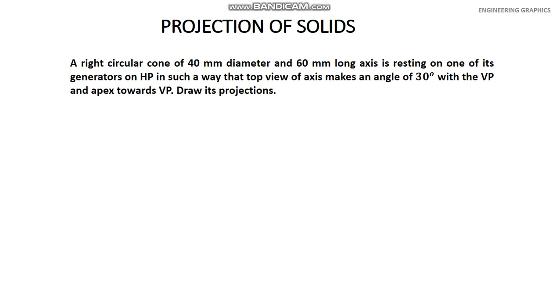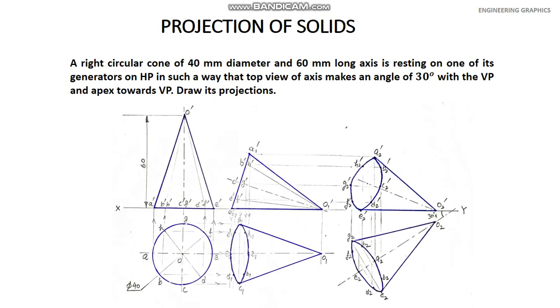In the first step, you should make the true shape of the base. The true shape of the base of the circular cone is a circle. So you should assume the circular cone is resting on its base on HP so that you can draw the true shape of the base in the top view. So the solution is this. First of all, draw the true shape of the base on HP. This is the top view. The diameter is 40 mm.